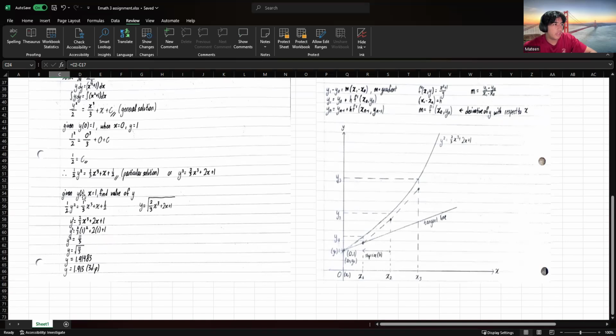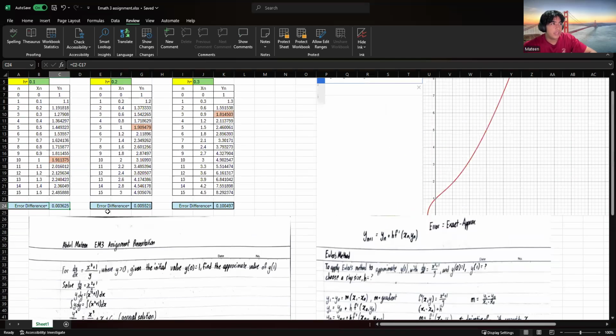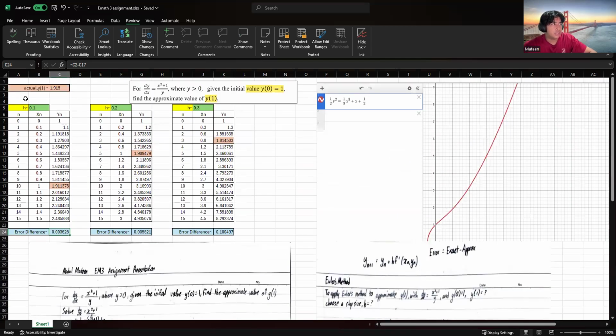So given that we're trying to find y when x equals 1, we substitute in the value, and we obtain 1.915 to 3 decimal places. And hence, we get our actual value.